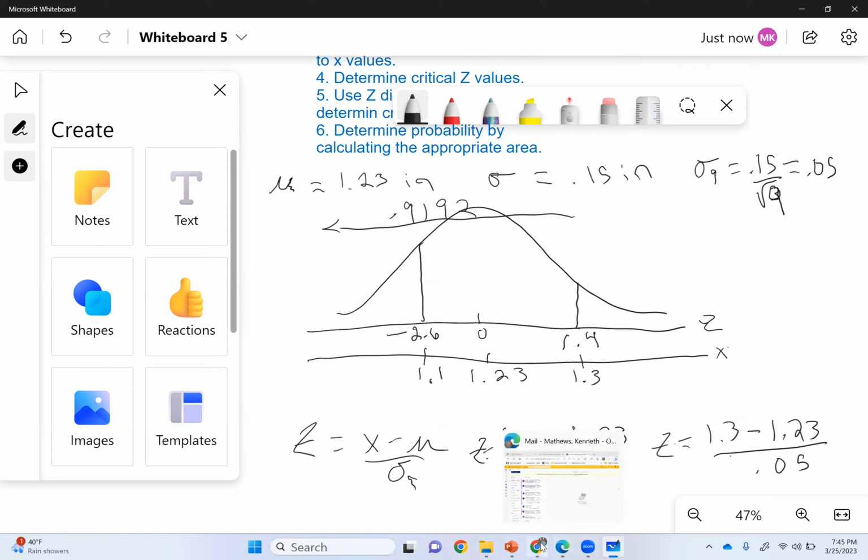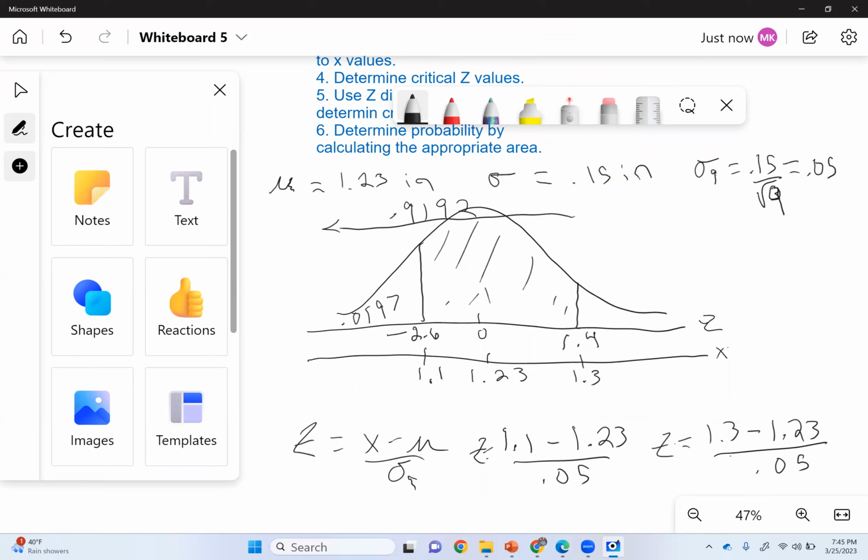So negative 2.6 is 0.0197. So this is 0.0197. Now we're trying to find this area right here.